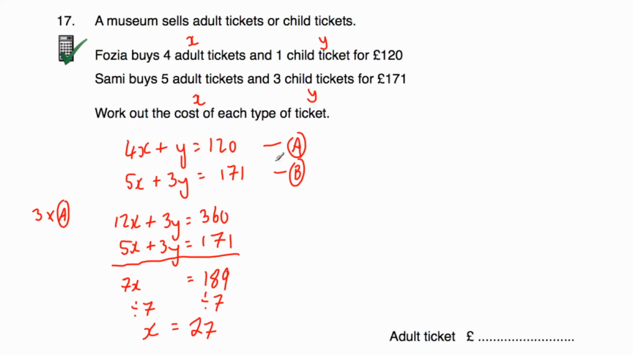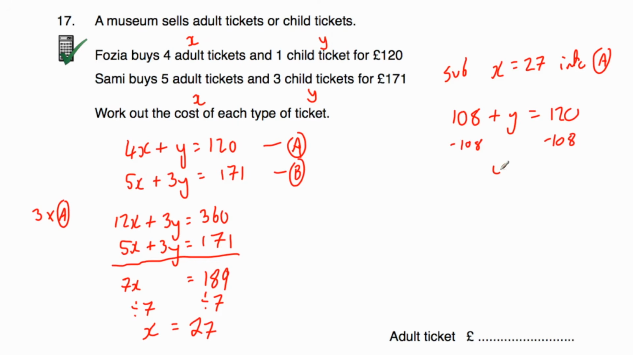Now if we substitute that into equation A, we then find out the cost of a child ticket. So x is equal to 27, so sub x equals 27 into equation A. And when we do that, it's going to be 4 times x, so that's 4 times 27. And 4 times 27 is 108, so we get 108 plus y is equal to 120. And if we take away 108 and take away 108, we get that y is equal to 12. So that means that a child ticket is £12.